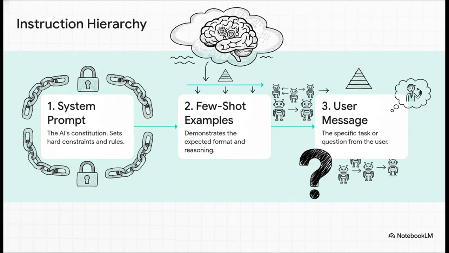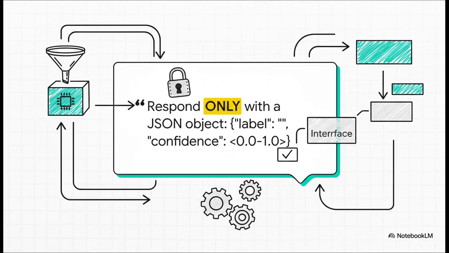Below that, you give it few-shot examples, which are basically demonstrations of the exact behavior you want. And finally, at the bottom, is the user message. Now here's the golden rule. The lower layers can never, ever override the ones above them. Let's look at a real-world example for, say, a text classifier. The system prompt doesn't ask nicely, please respond with JSON. No. It commands, respond only with a JSON object, and it even provides the exact schema. See, this isn't a suggestion, it's a hard constraint that forces the AI's output into a predictable, parsable structure that your code can actually work with.